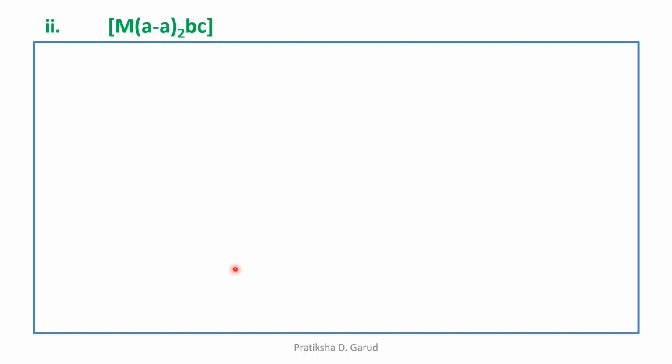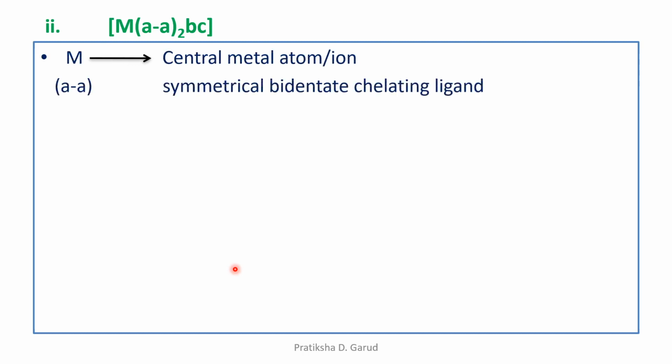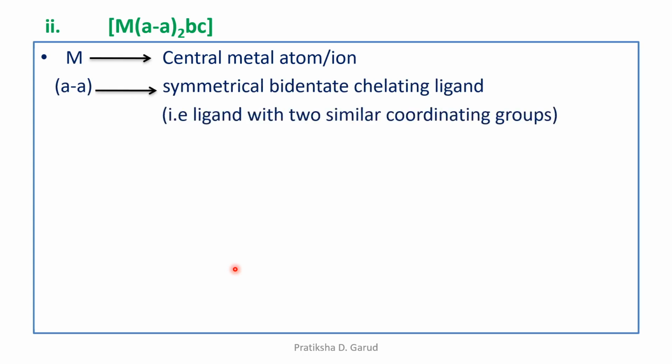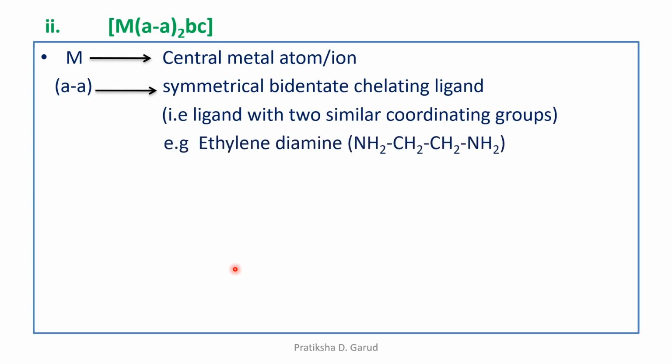The second type, that is the M(AA)2BC. Again, M is the central metal atom or the ion. AA is the symmetrical bidentate chelating ligand, that is the ligand with 2 similar coordinating groups. Again the same example, ethylene diamine, which is NH2, CH2, CH2, NH2.